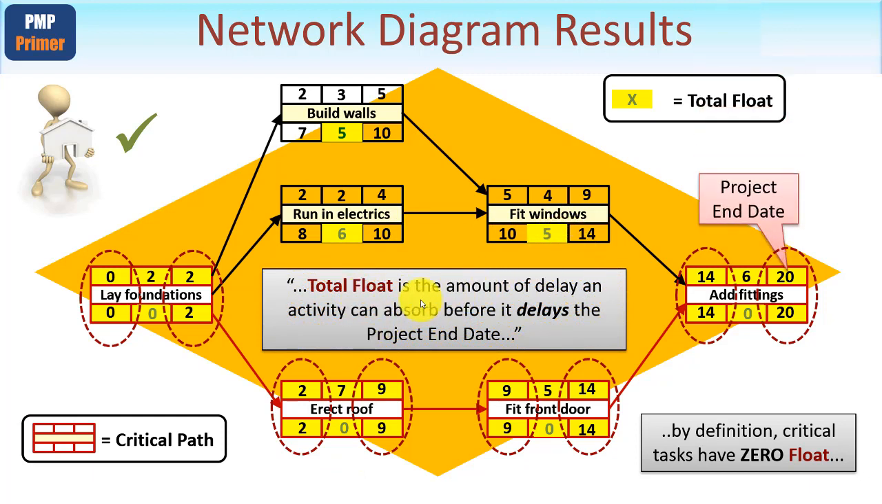Now therefore, total float, as I've just described here, is the amount of delay an activity can absorb before it delays the project end date. So running in the electrics could be delayed by 6 hours, and I'd still manage to get my children's playhouse done within 20 hours. But there's also something called free float, and I want to show you that by just using these tasks up here. I don't need the rest of them.